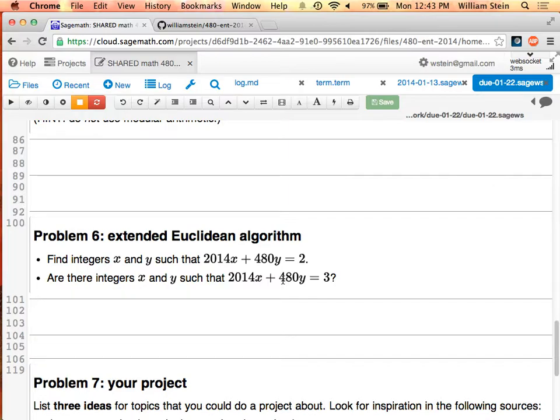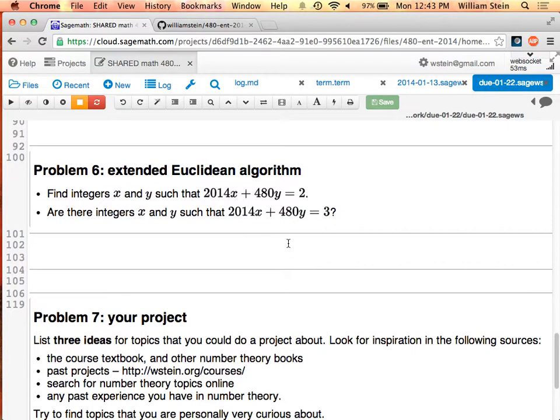And then there's a question, are there integers x and y so that blah plus blah is 3? That's something you can solve by just thinking about congruences.